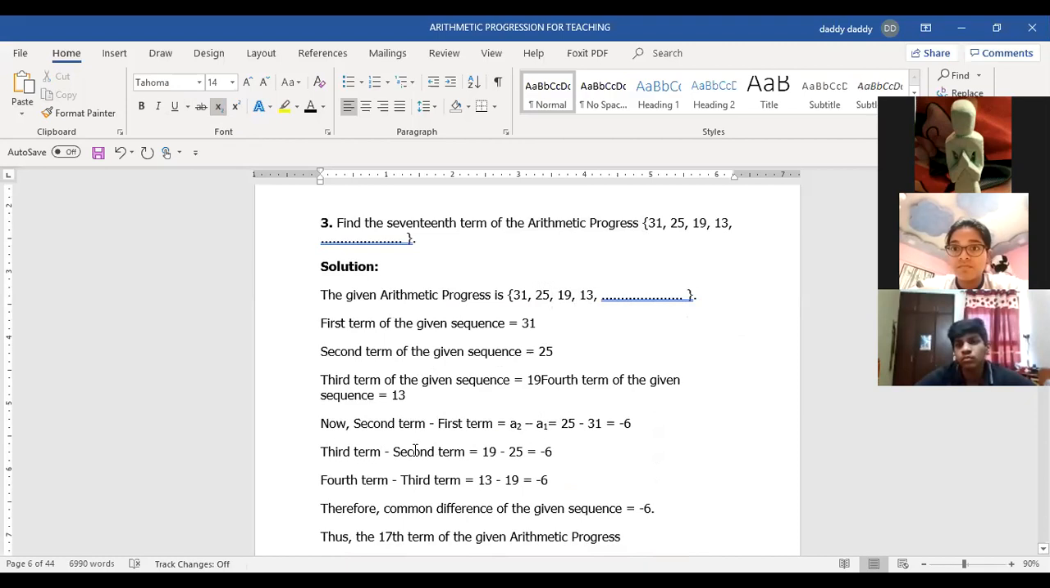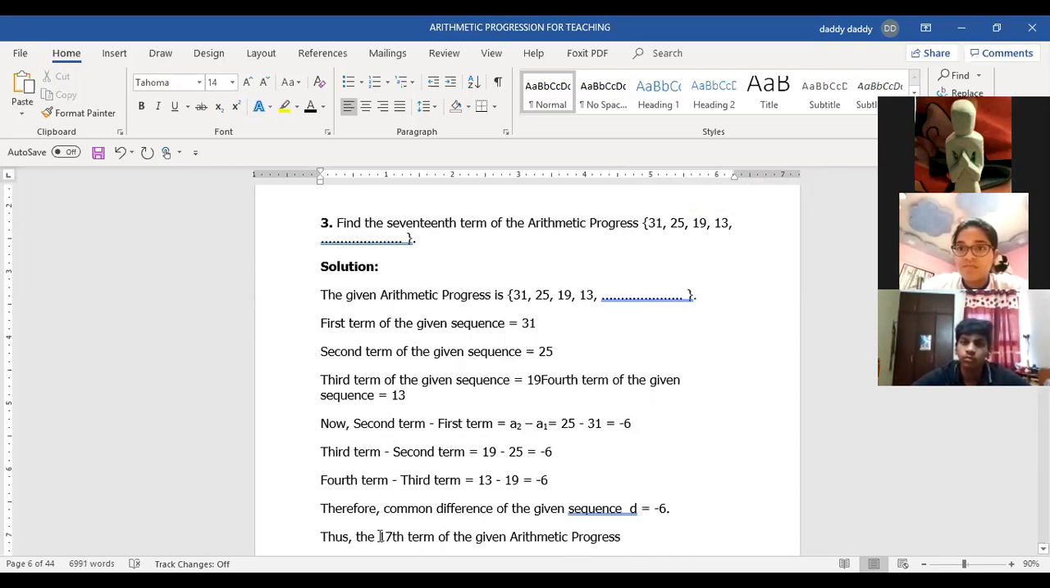Similarly, you don't have to find out the common difference for every pair. You just do it for one pair only, A2 minus A1, because they have already given us that it is an arithmetic progression. So the remaining differences will also be the same. Only do this part, just this one, and not the next two steps. After that, you write: therefore, the common difference of the given sequence, D, small d, is equal to minus 6.